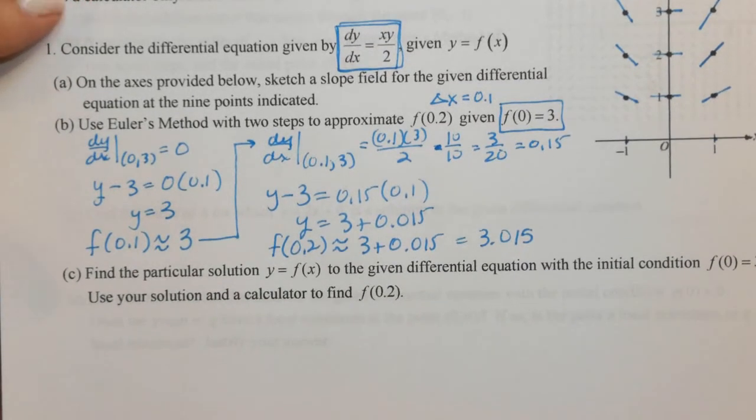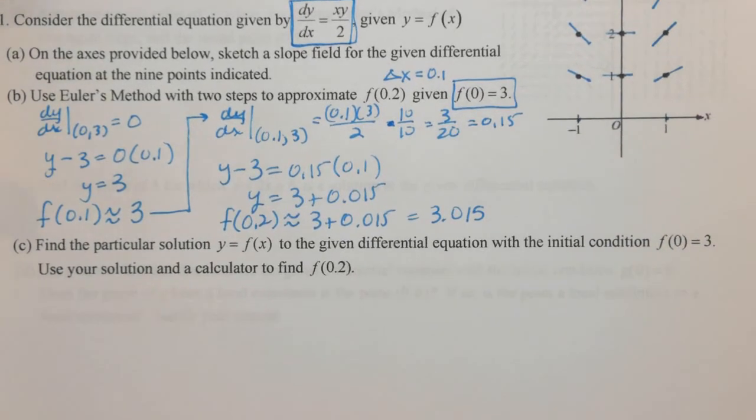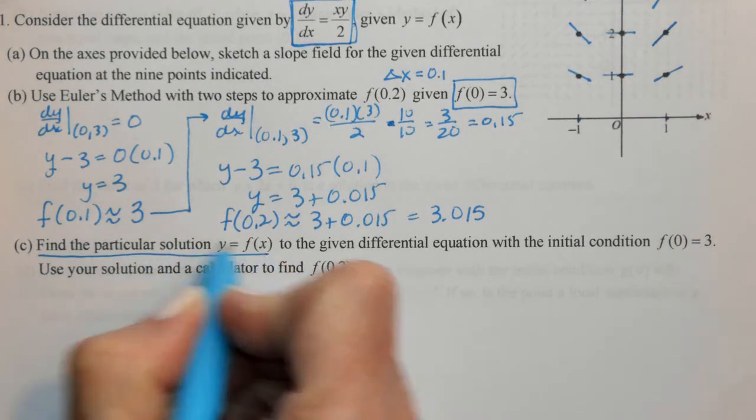So if you don't want to multiply those decimals, you don't have to, unless it's multiple choice, of course. All right, find the particular solution. Big points.